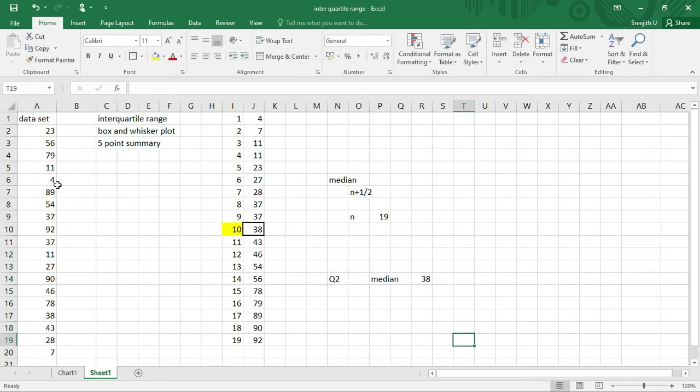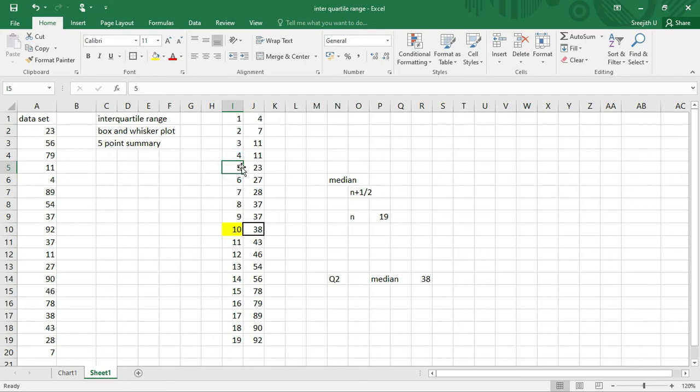Now I have to divide the whole data set into 4 parts in such a way that each part will have a minimum of 25% of the observations. I've already divided into 2. Now let's look at the part below 38. I need to find the midpoint of that. So I exclude 38 and find the midpoint of these 9 values. There are 9 observations, so 9 plus 1 is 10, 10 by 2 is 5. So I need to find the 5th observation.